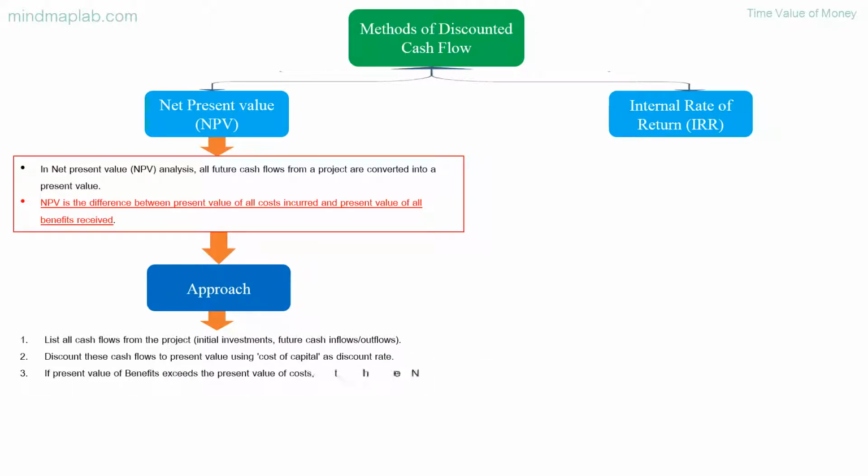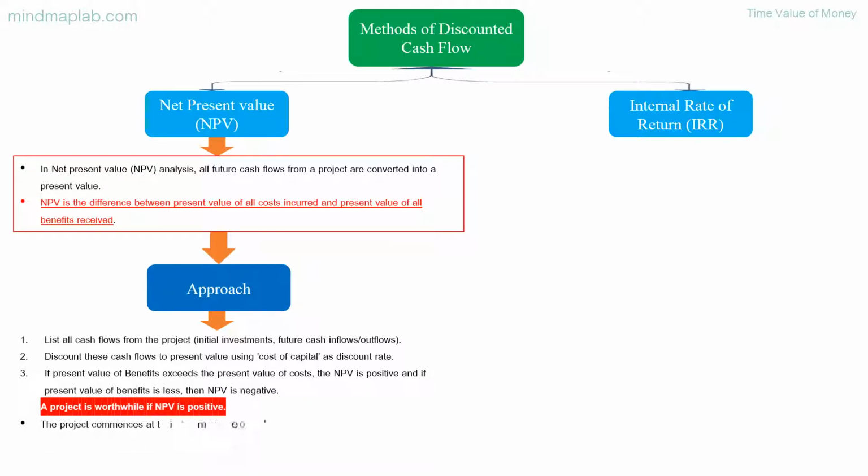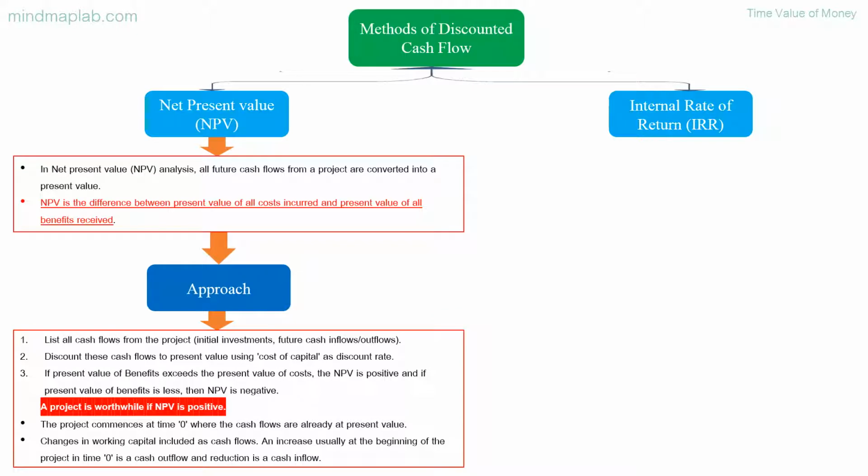If present value of benefits exceeds the present value of costs, the NPV is positive, and if present value of benefits is less, then NPV is negative. A project is worthwhile if NPV is positive. The project commences at time zero where the cash flows are already at present value. Changes in working capital included as cash flows. An increase usually at the beginning of the project in time zero is a cash outflow and reduction is a cash inflow.